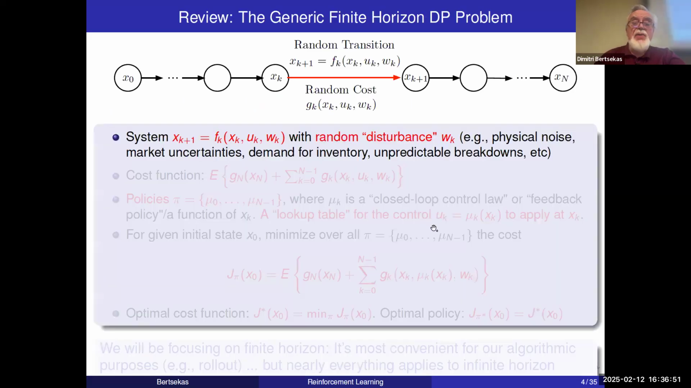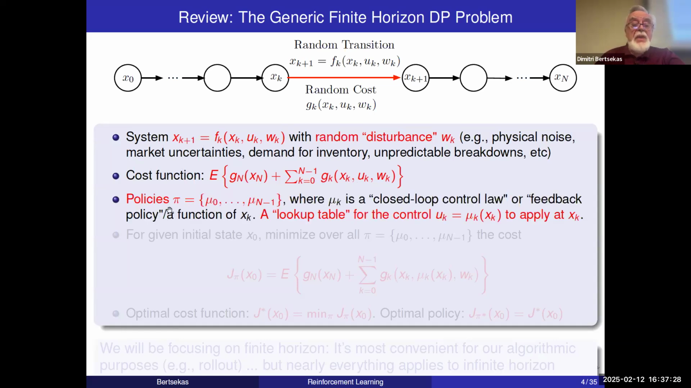So, review of finite horizon problems. I'm going to go through this relatively quickly. We have a discrete time dynamic system with state xk, control uk, wk random disturbance. It goes over n stages, and at each transition, it generates a random cost. The cost function is the sum of the stage costs plus a terminal cost at the terminal state. And because this is random, because of the presence of wk, we take expected value of that.